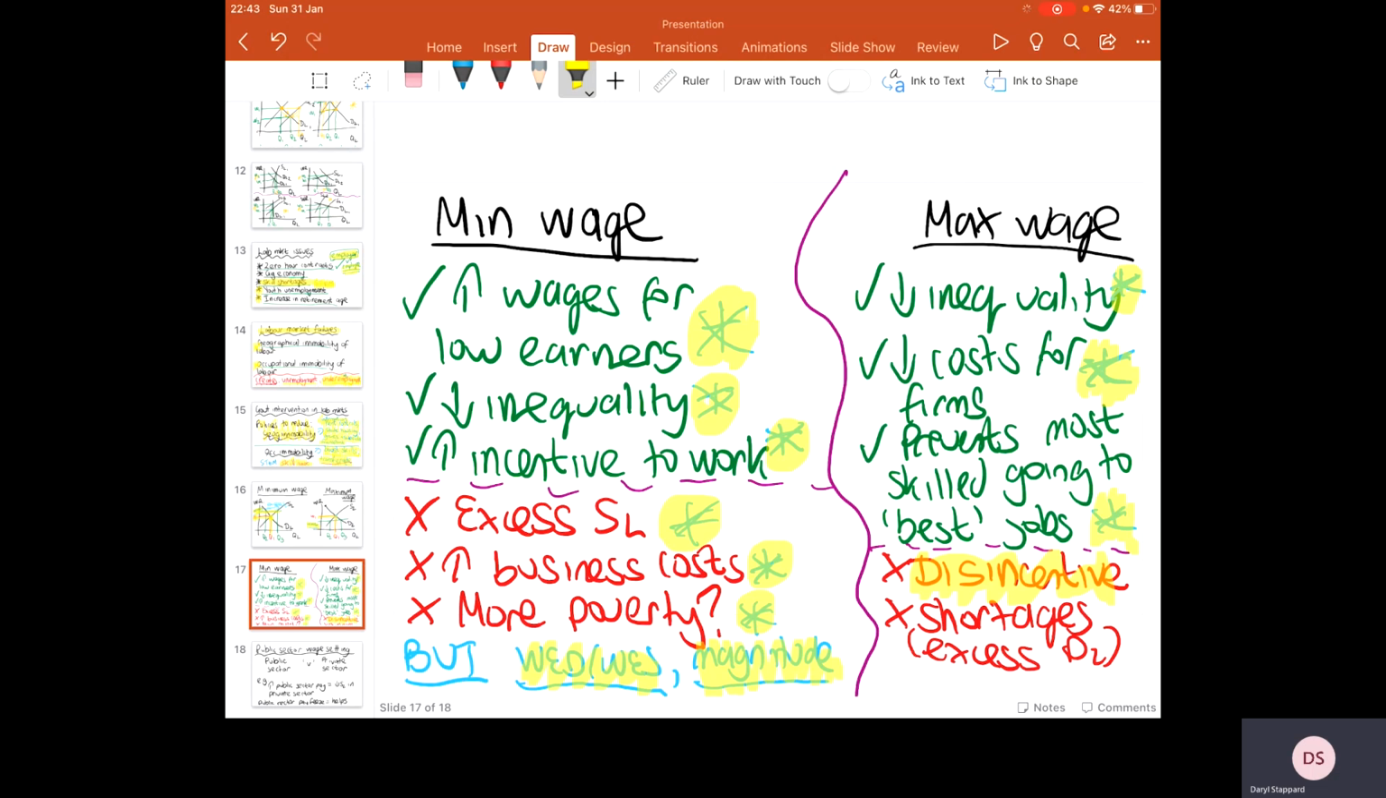Another problem, though, and it kind of ties in with that idea: if it disincentivizes work and your best people leave, it's going to create a shortage of high skilled workers. So it could mean that employers find it difficult to attract the right workers into their organisations.